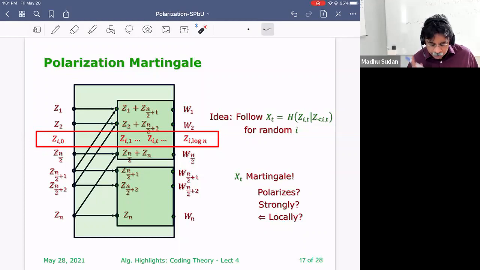A martingale is a function of what? There's only one random variable at this stage, and that's this uniform random choice of I. The others are really distributions, they're not random variables. There's one random variable called I: pick a random row.